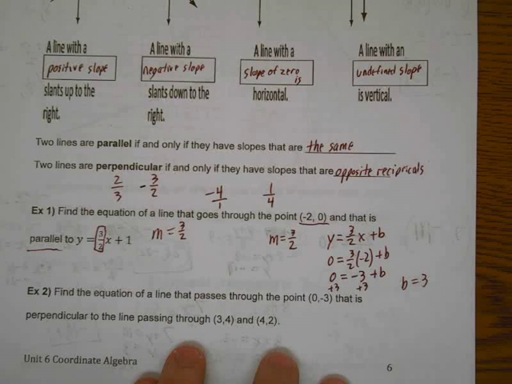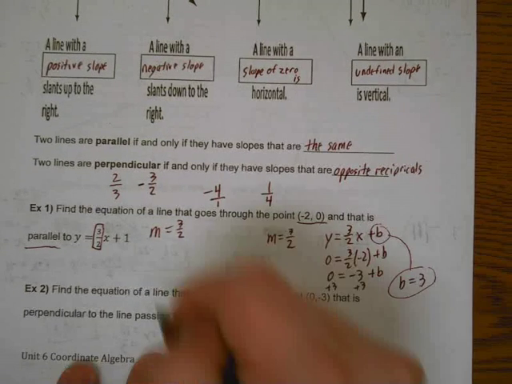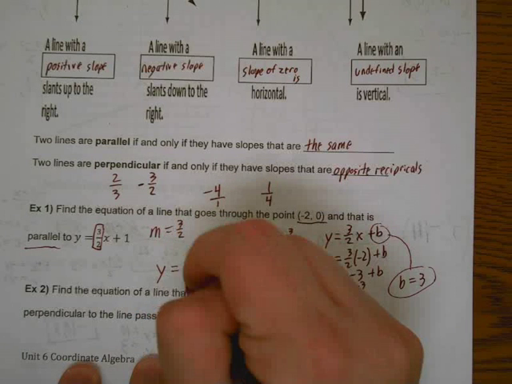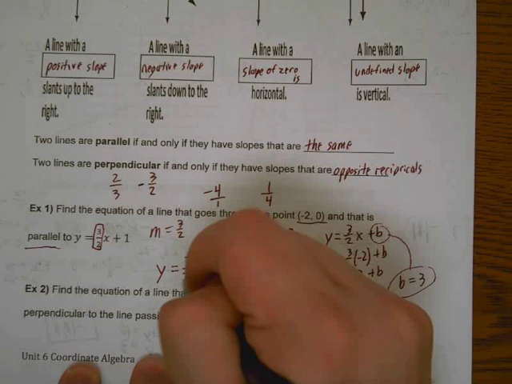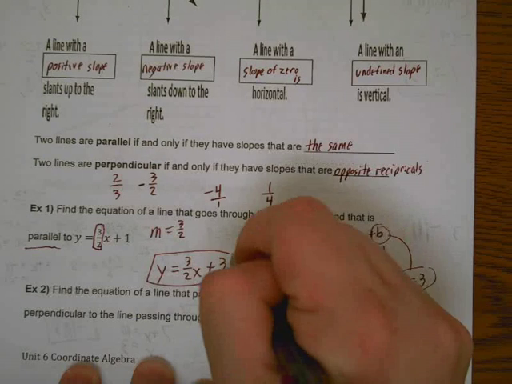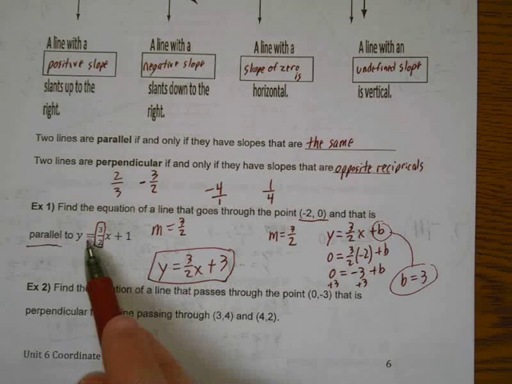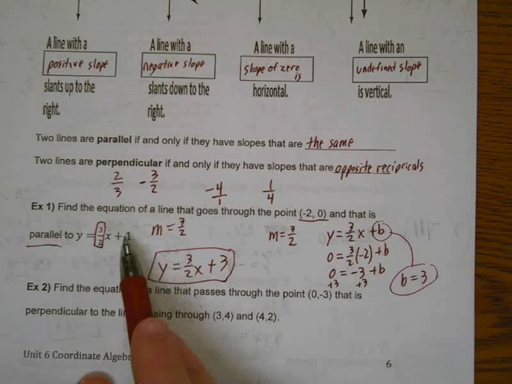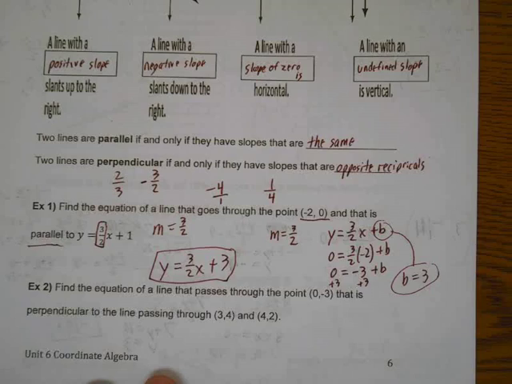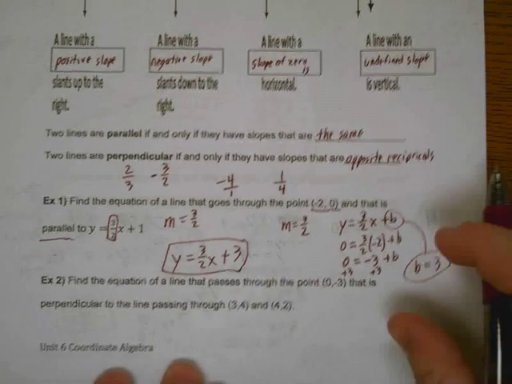Now I have one last thing to do to make this equation. I have to take this b, and I have to plug it back in up here. So my final equation is going to be y equals 3/2 x plus 3. And that is my equation for a line that is parallel to y equals 3/2 x plus 1. Notice it has the same slope, but it has different y-intercepts. So these are going to be two lines that never touch.